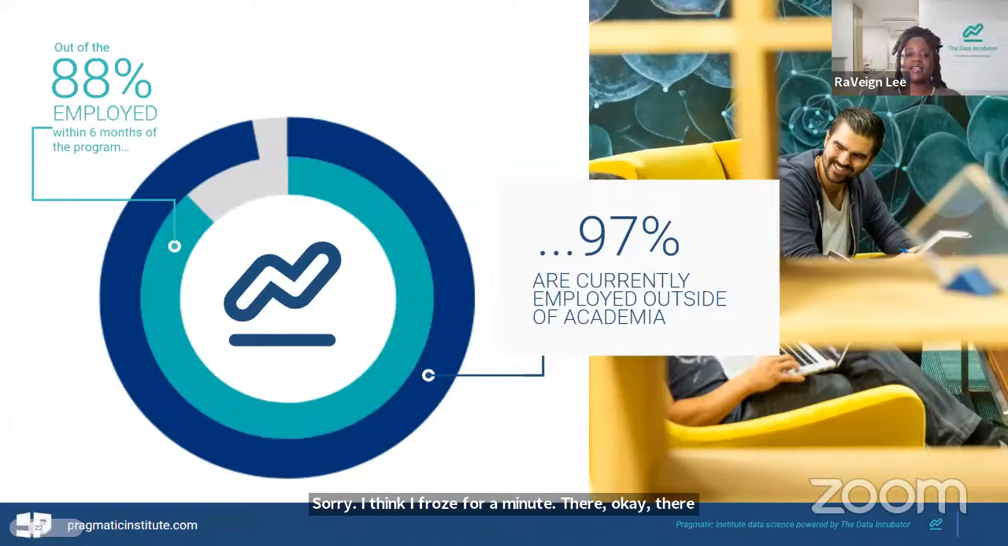So next we're going to get right into employment rates. A big component of our program that we really pride ourselves in is helping our students not only grasp data science concepts, but also get in place in that field. For our data science fellowship program, 97% of students that go through our program are currently employed outside of academia, and 88% are employed within 6 months of completing the program. That's part of the challenge, not only learning content, but being able to transition into a data science or engineering role. That's really where our program stands out because we will help you do both.